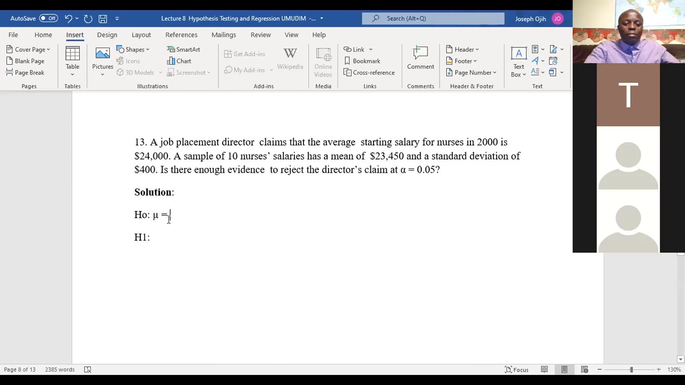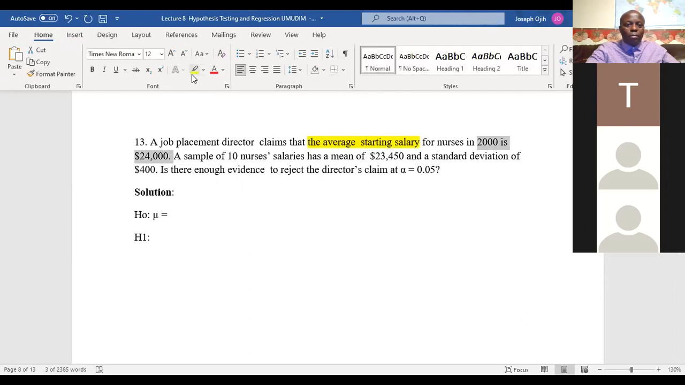So the mean. You said "is" means equal. Yeah, because it says here, see, there's a keyword right there. It says that the average starting salary for nurses, just the mean. "Average starting salary" and "is" are the two keywords. "Is" means equal. So it is 24,000, and we can only use the equal sign in the null hypothesis. That is where the claim is.